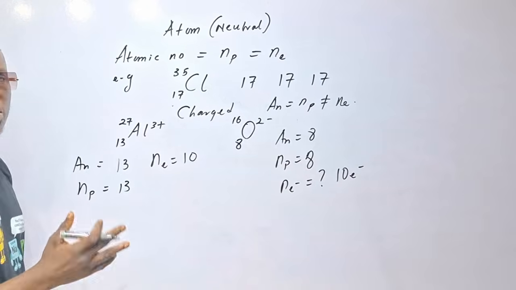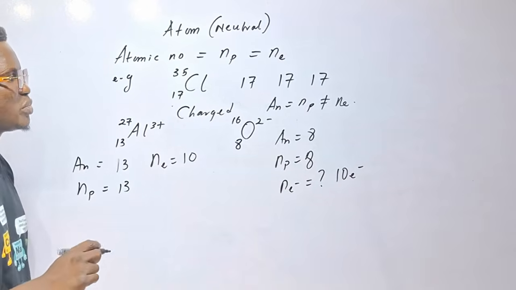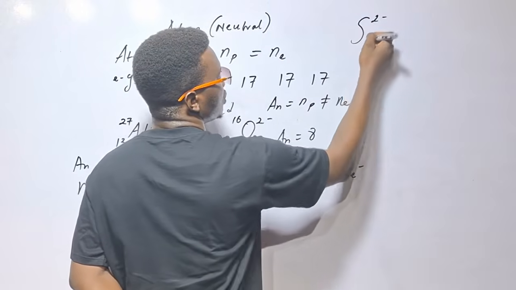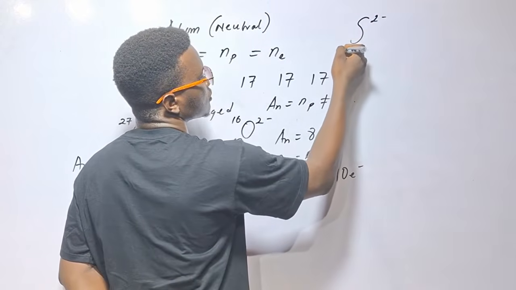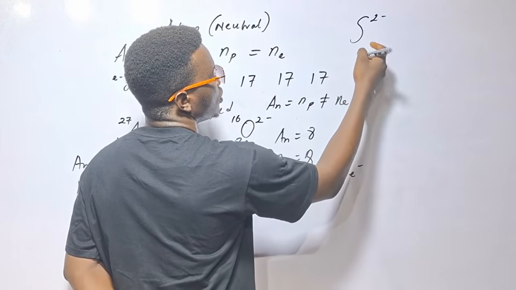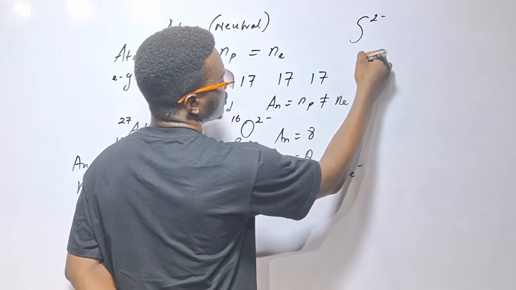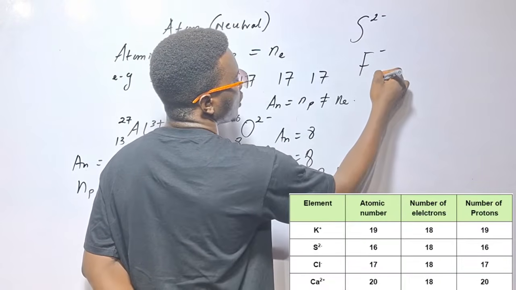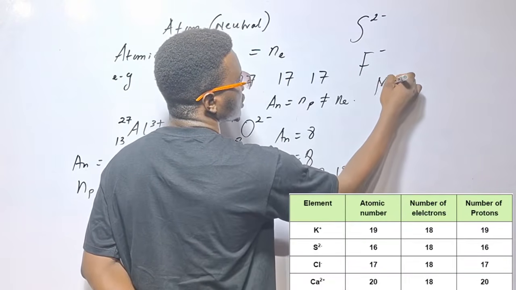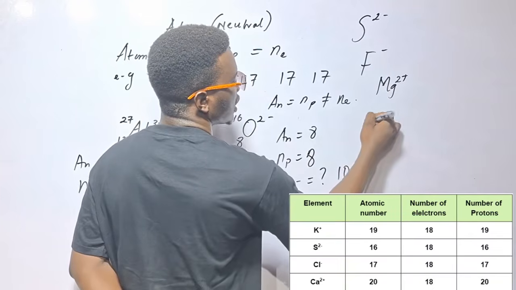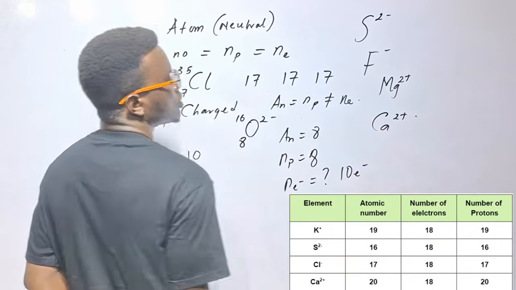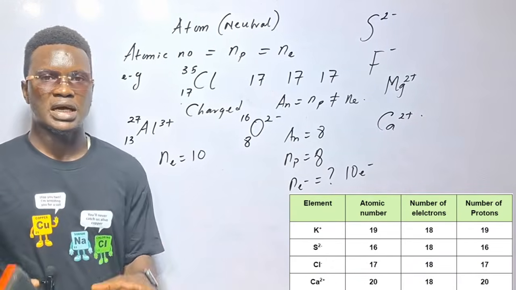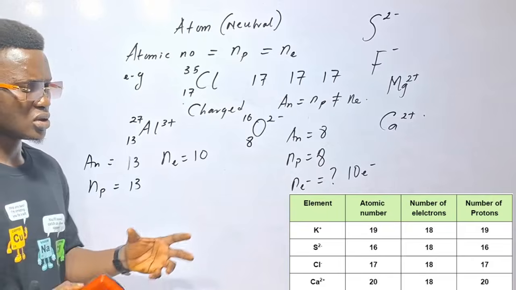Can you see the differences? Now you have to take note of this part. So quickly, can you determine the atomic number for this element, the number of protons and the number of electrons? Also F minus. So this is sulfur, this is fluorine. Determine for Mg2+ and determine for Ca2+. So determine the atomic number, the number of protons and the number of electrons, and leave it in the comment section. So let's move on.